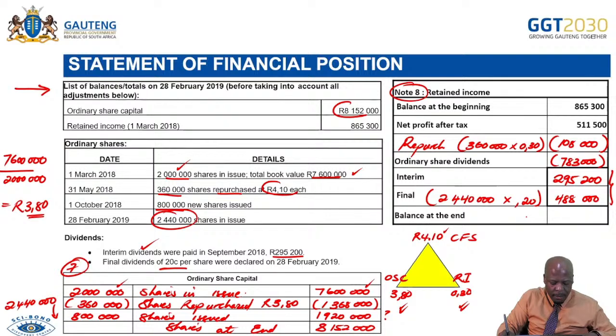Okay, someone is saying, Mr. Simbi, let's check that figure again. Is it 783,000? It has to be 783,200. And then the balance at the end therefore becomes 485,600. Okay, now I hope you've understood what we did here.